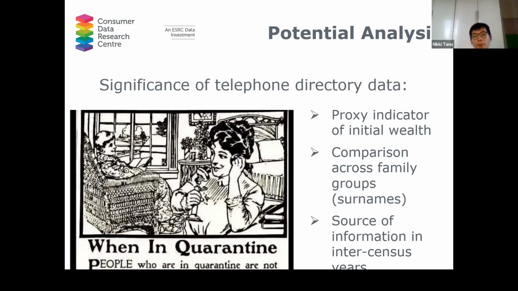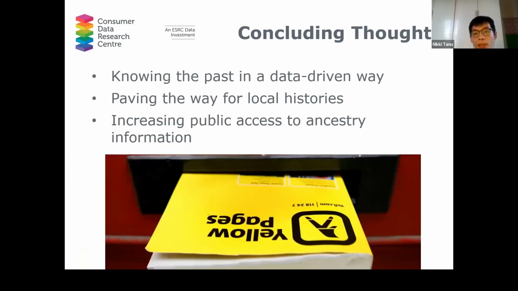And finally, one of the weaknesses of the census that can be partially, not fully, rectified by using telephone directories is that census data is only collected every decade, but telephone directories are sometimes published multiple times a year. So it really helps to fill the gap, although not to a complete coverage of the population.